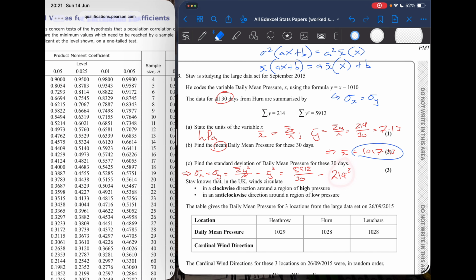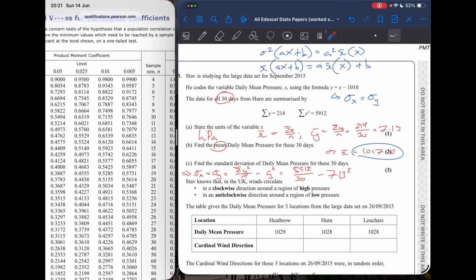That's not the mean, is it? 214. The mean we found was 7. We should never get a negative. It should always be a positive value because it's a variance. It's a measure of spread. Think of it like a length. It should be positive. So if I change that to the correct value for the mean, what do we get?